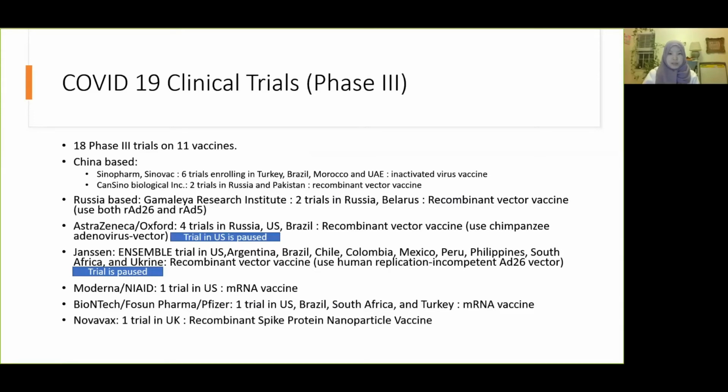Janssen developed a recombinant vaccine with human adenovirus 26 and ran its trial widely in the US, South America, Asia, Ukraine, and South Africa. Moderna and Pfizer developed the mRNA vaccine. Moderna's trial is in the US, and Pfizer's is in Brazil, the US, South Africa, and Turkey. Novavax developed a nanoparticle vaccine using recombinant spike protein and is running a trial in the UK.